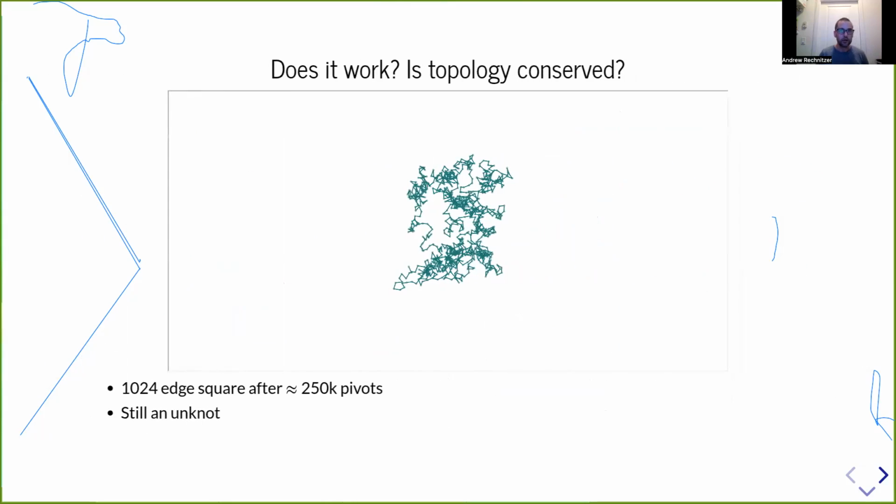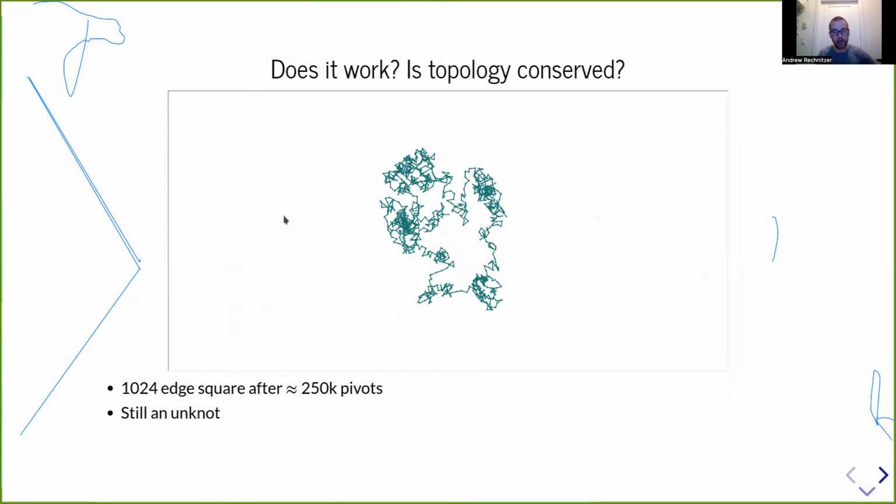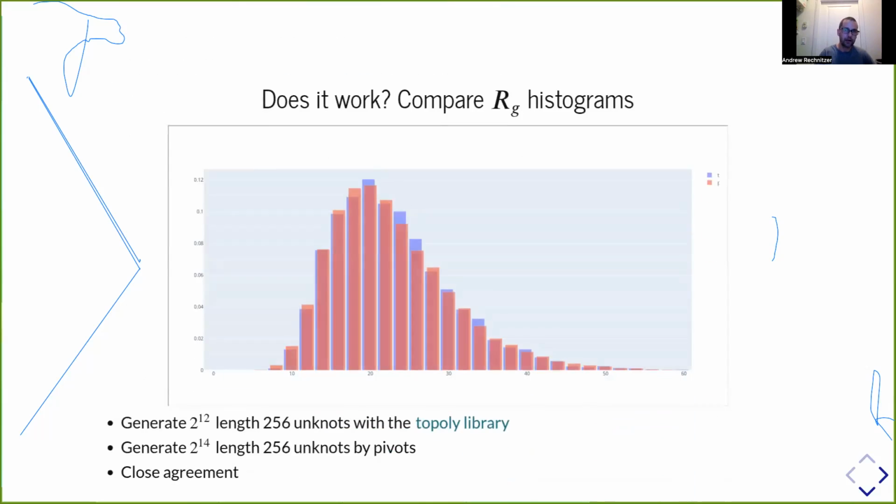Okay. And so does this work? Does this actually conserve topology? Well, it does. Here is a 1024 edge unknot on the cubic lattice after about 250,000 pivots, and it's still an unknot. Okay, so I started with an unknot as a unit square. I did 250,000 pivots on it, and it's still an unknot. And I checked that using this really, really excellent library called Topoly, which is a really nice Python library by a group working out of Poland, which is a very, very useful library when you're starting to play these sorts of games.